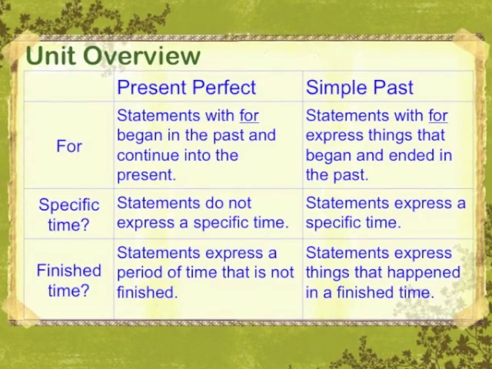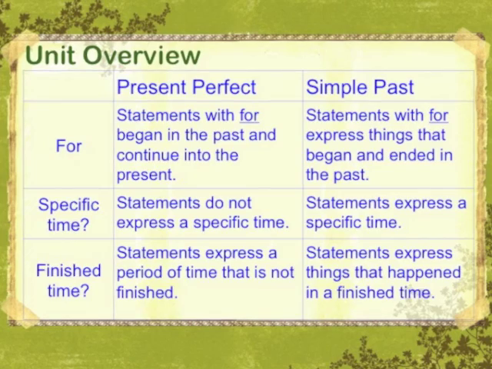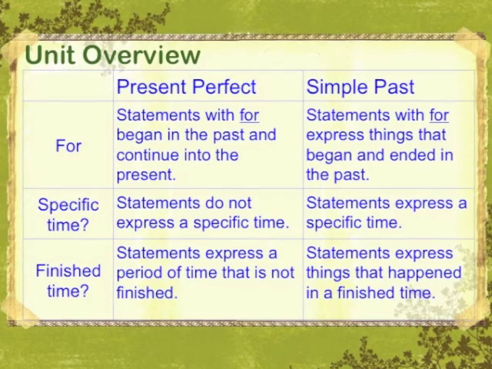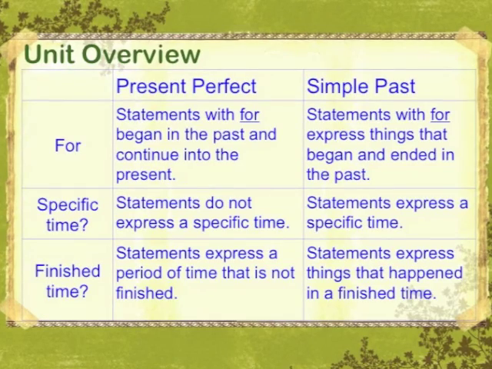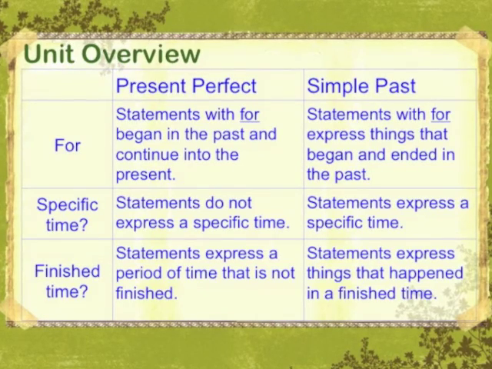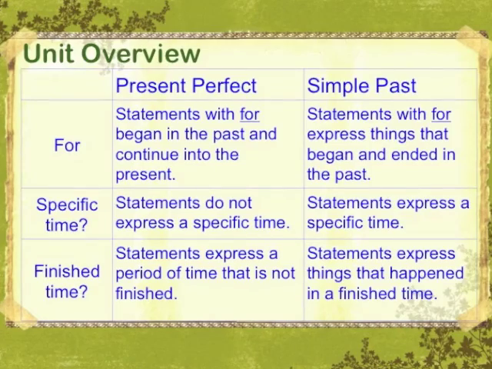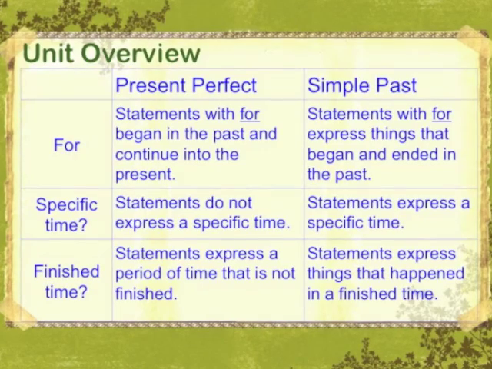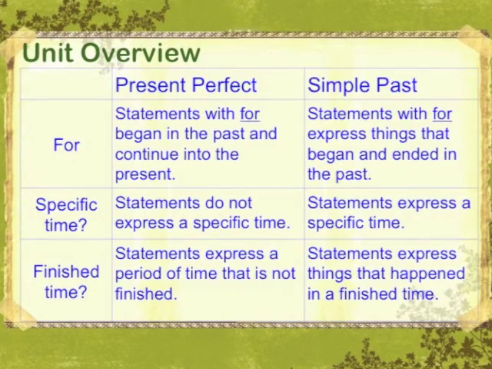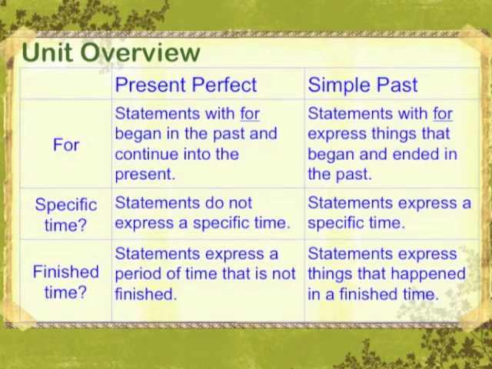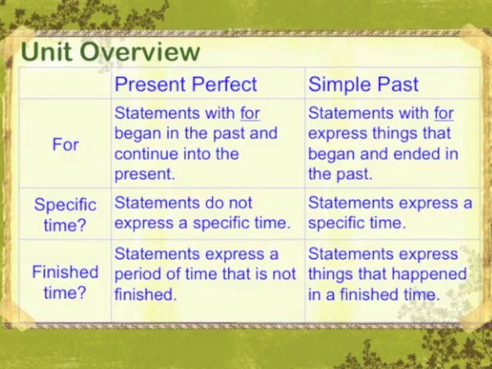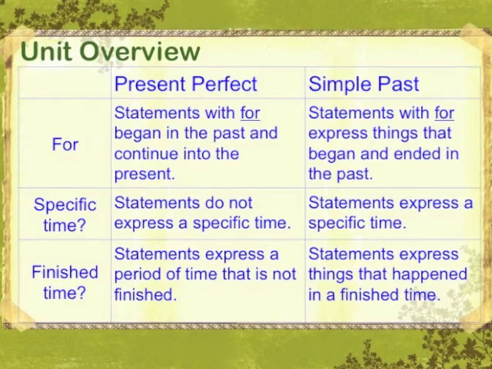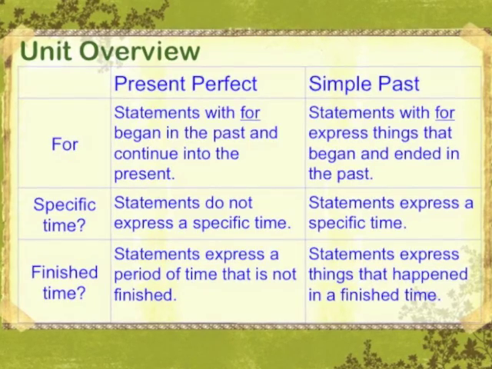And for the present perfect, things that have already been finished happen in the simple past, so you use the simple past to express things that happened in a time period that's finished. If the time period is not finished, you will use the present perfect. We'll talk more about this in detail. I know that's a lot of information, but it'll be more effective and clear by the end.